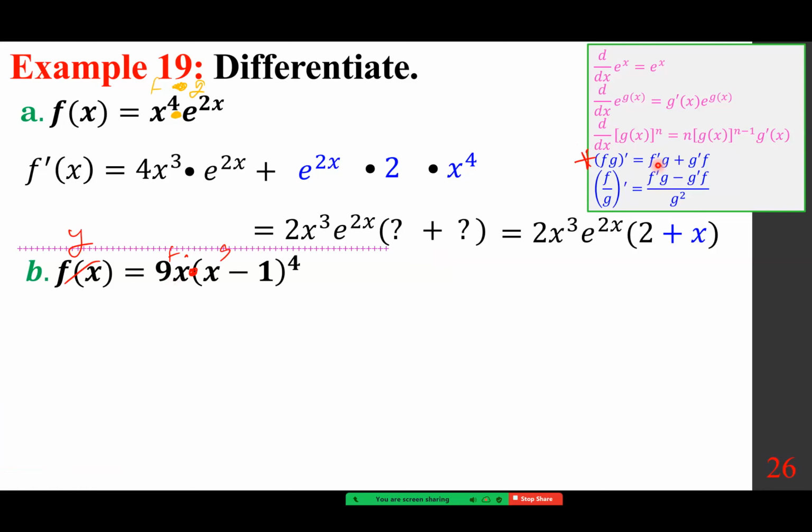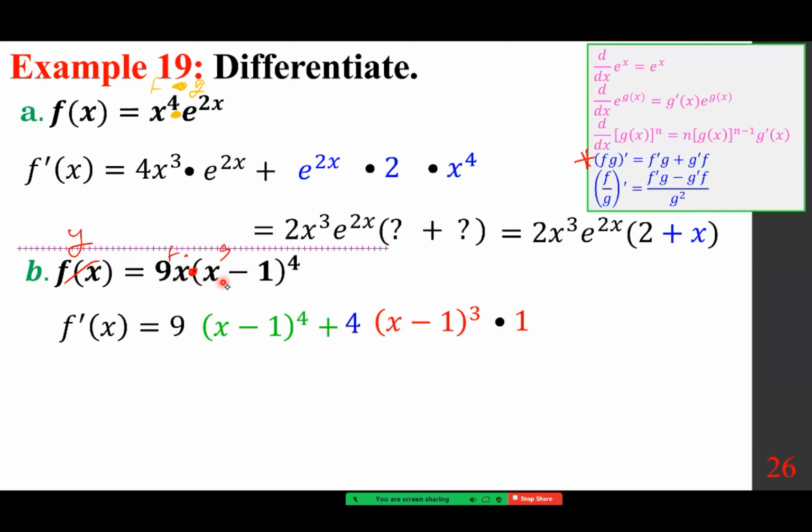So we want f prime, which is 9, times g, which is (x minus 1) to the power of 4, plus we want g prime, so I want the derivative of this piece, 4 times (x minus 1) cubed, and then the derivative of the inside times 1. It happened to have a derivative of 1, the parentheses x minus 1, and times 9x. In other words, g prime f.